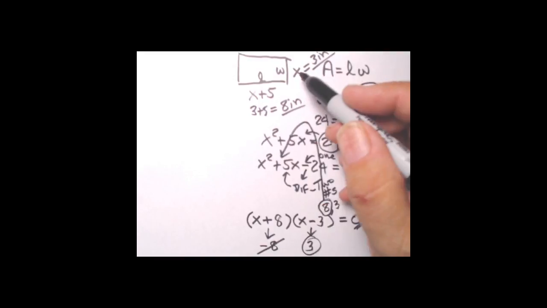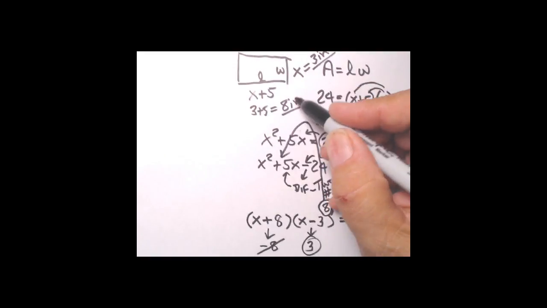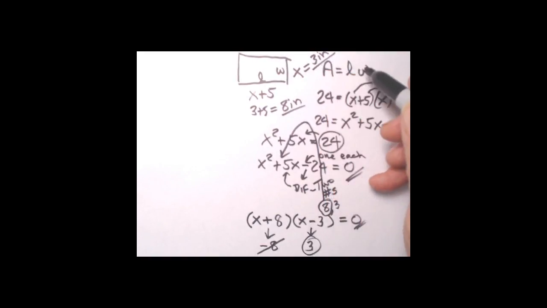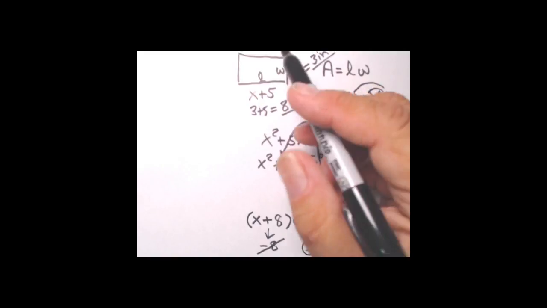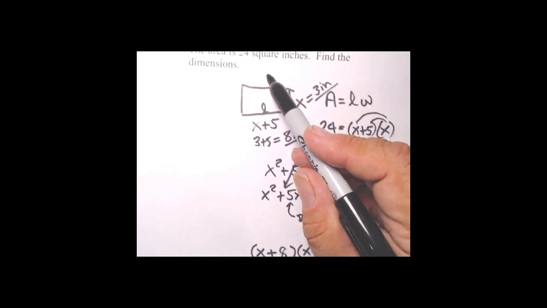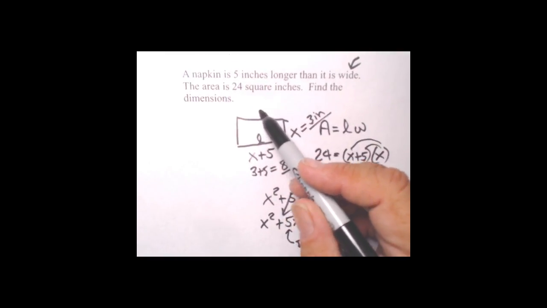Now, to double check this, if we've got something that's a rectangle, the length is 8 and the width is 3, we know the area is length times width, so 8 times 3 is 24, and that's exactly what we were supposed to have in the original problem up here, 24 square inches.